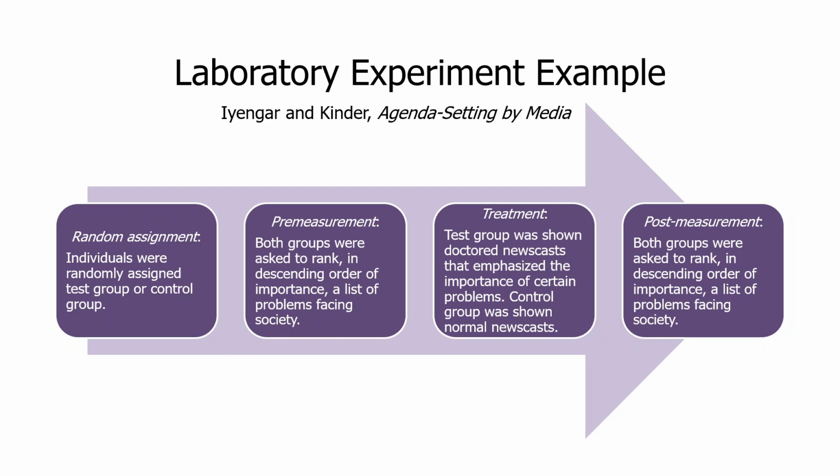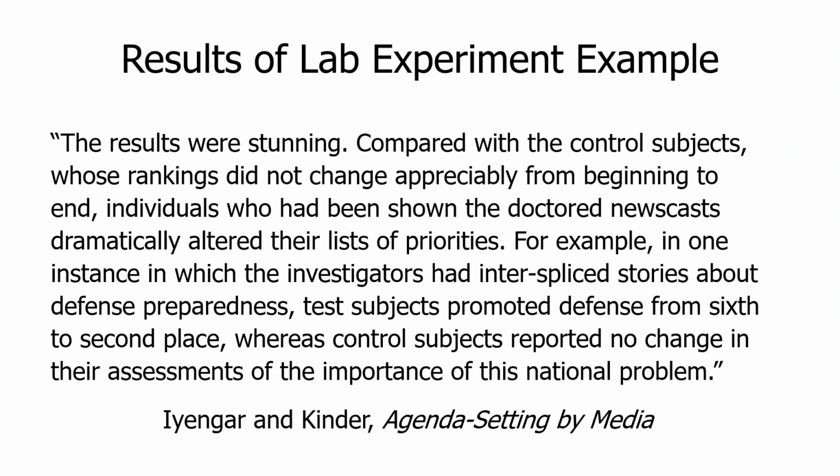Well, for the control group, the list of priorities didn't change. But for the test group, the changes were stunning. Compared with the control subjects, whose rankings did not change appreciably from beginning to end, individuals who had been shown the doctored newscast dramatically altered their list of priorities. For example, in one instance in which the investigators had interspliced stories about defense preparedness, test subjects promoted defense from 6th place to 2nd place, whereas control subjects reported no change in their assessment of this important national problem.